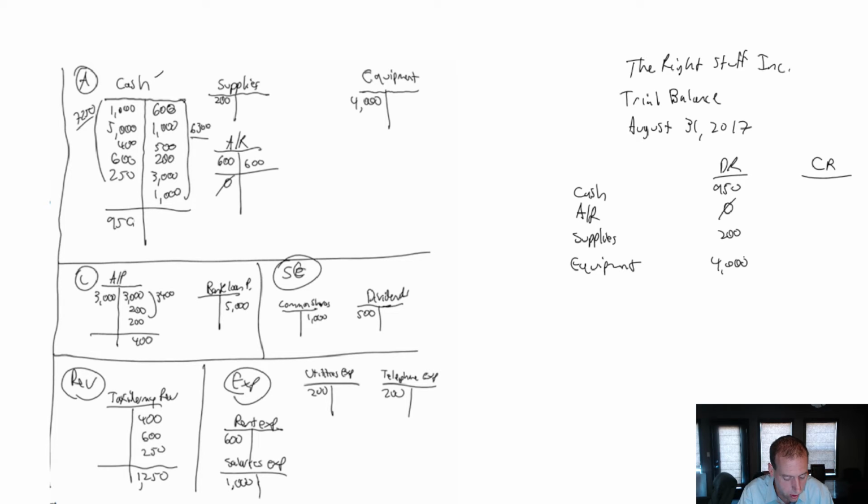Next, liabilities in order. Accounts payable, then bank loan. Accounts payable is much more current than a bank loan. AP is 400 credit. Bank loan payable is 5,000.